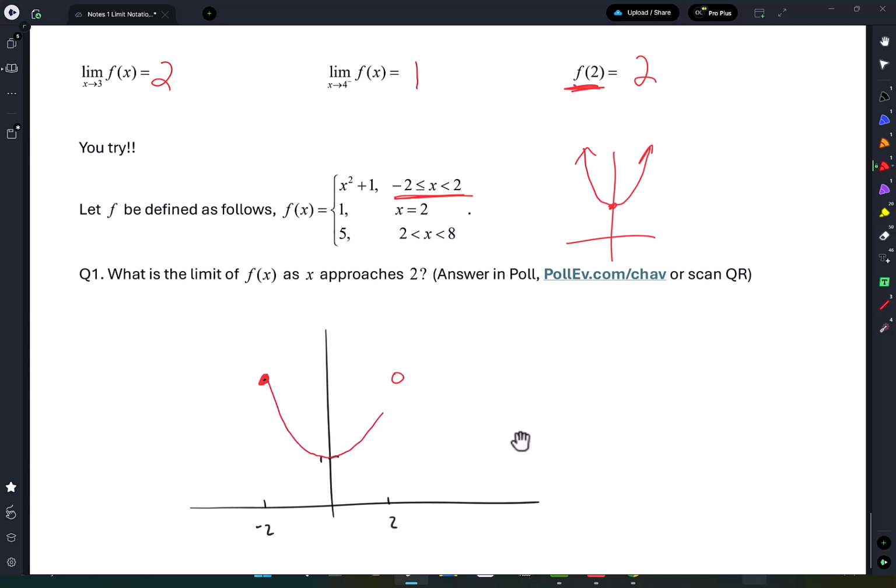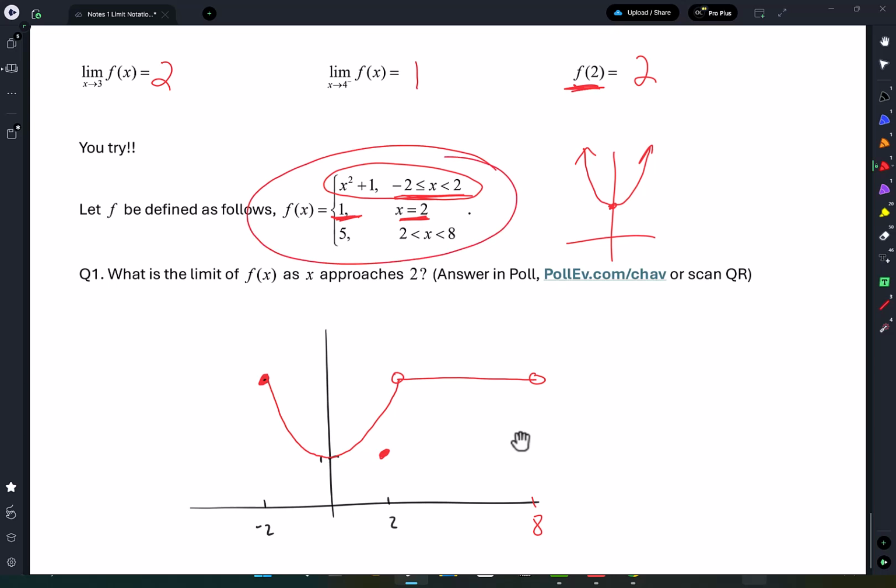All that tells us is how to graph it, because it's in pieces, right? I'm gonna graph x squared plus 1 between -2 and 2, and then right at x equals 2, the y value is 1. So at 2, I'm gonna put a point right there. And between 2 and 8, it behaves like 5. Not to scale, here's 8. I'm gonna put an open circle like that, and there it is. That's just the graph.